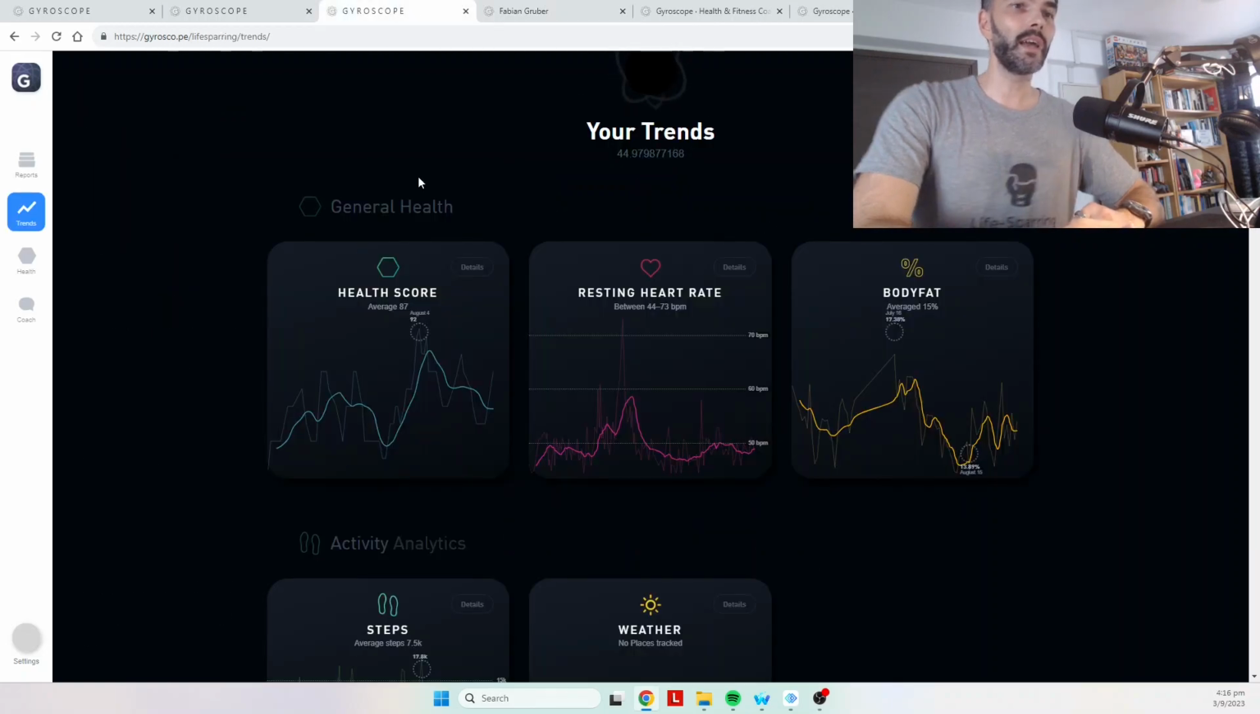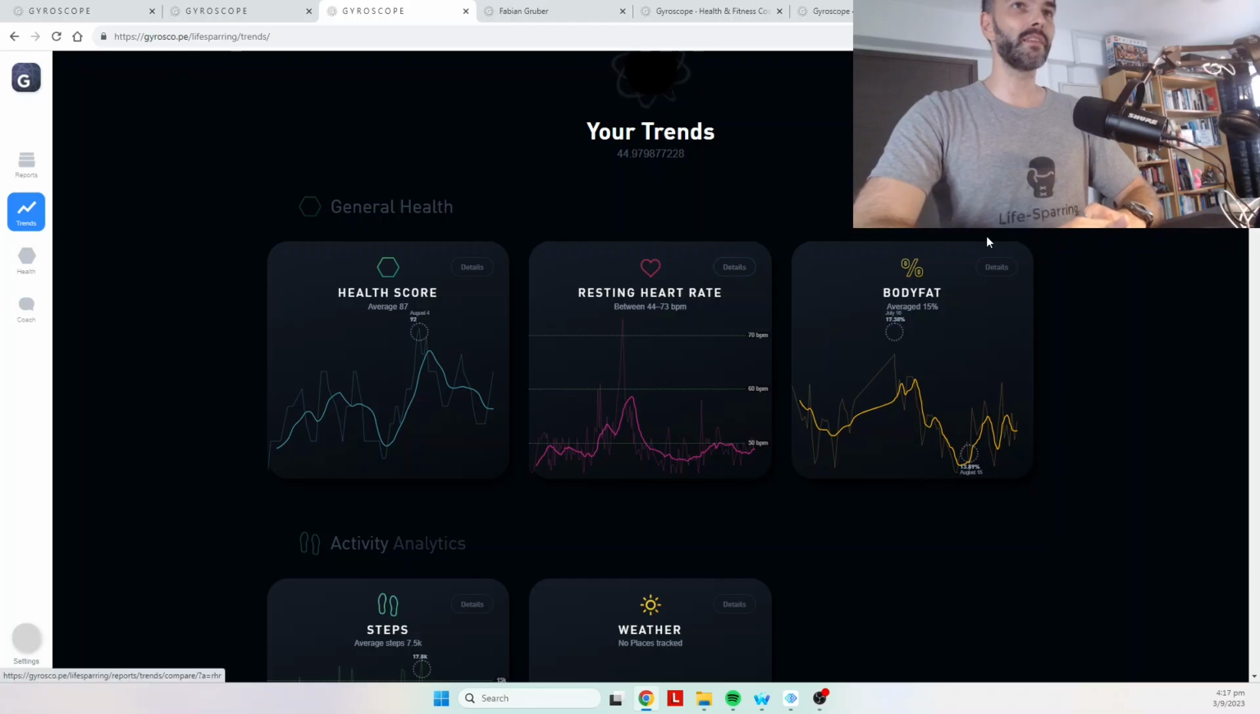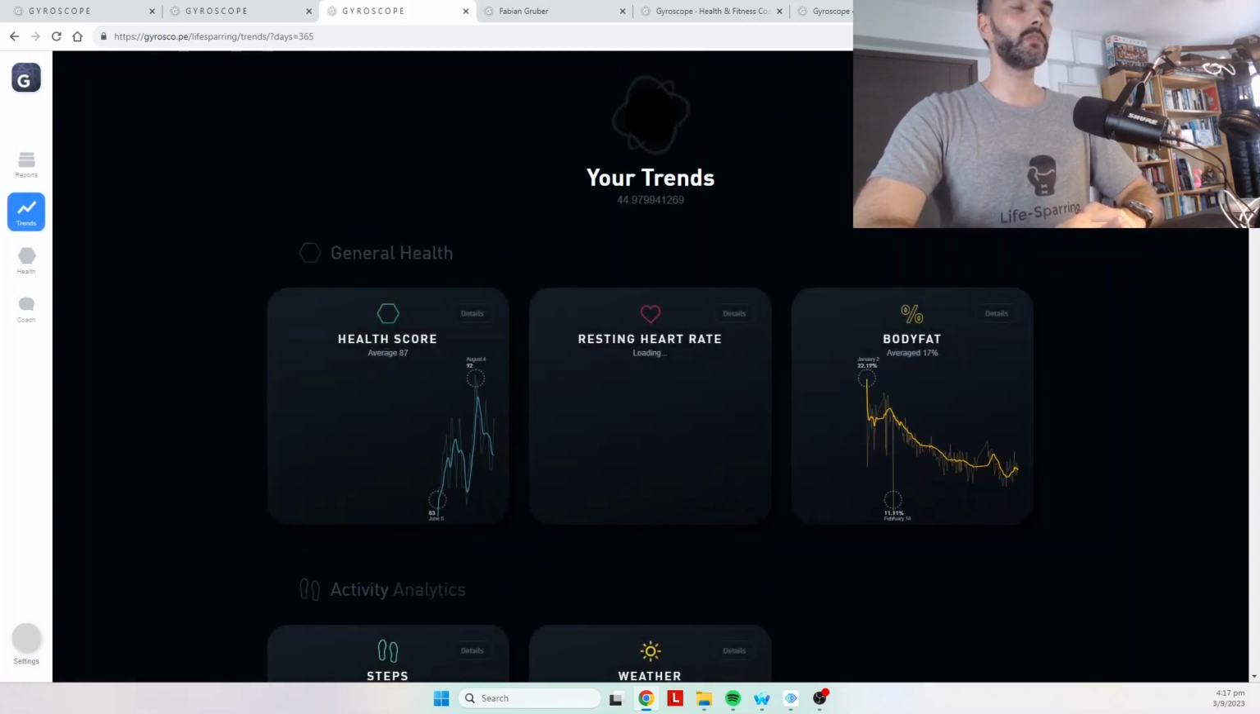So what do I like about Gyroscope? Other than its ambitions, I like the visualizations. This is the trend overview. Here on top, that's, by the way, my age. You see, my birthday is coming soon.